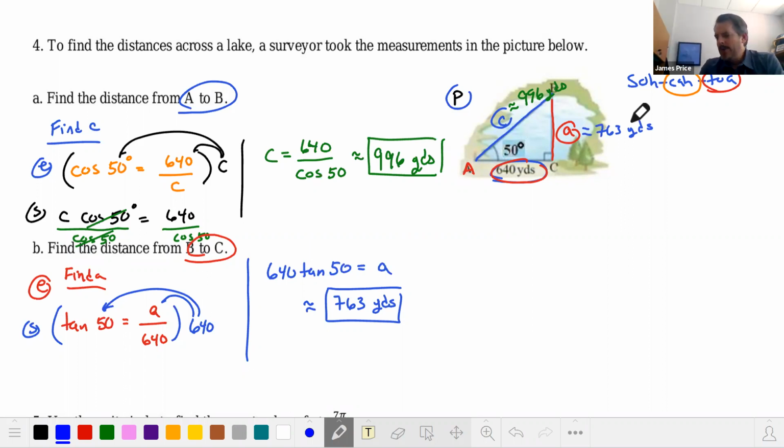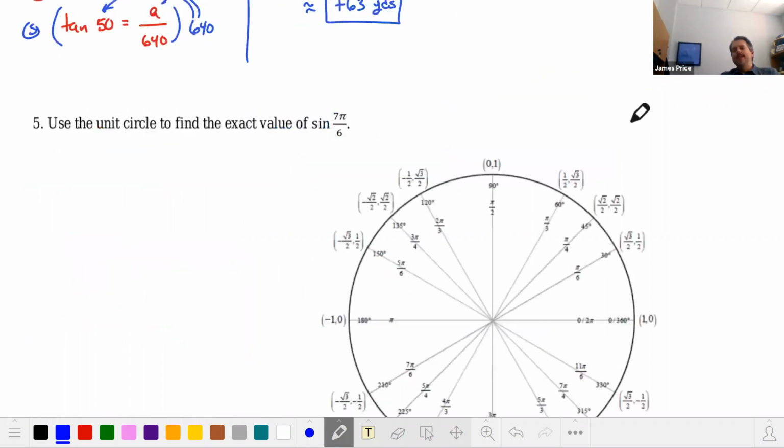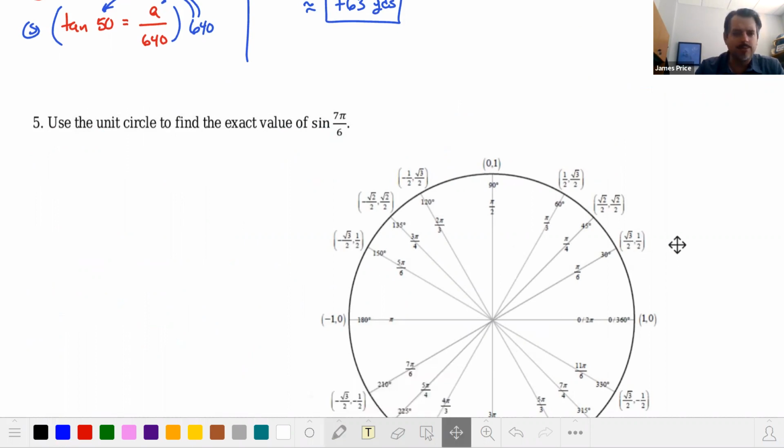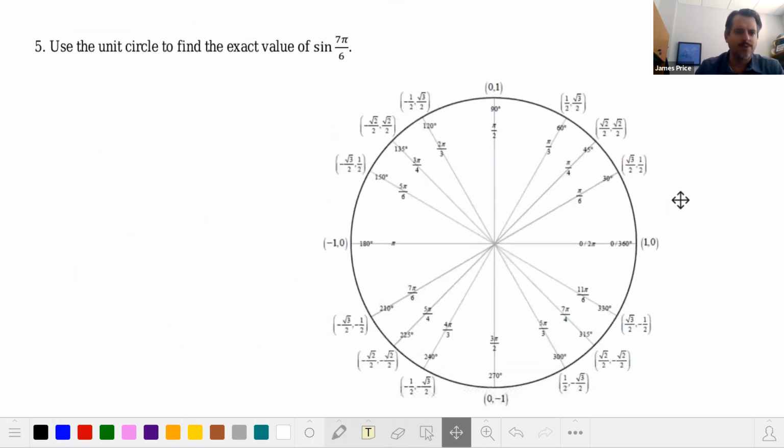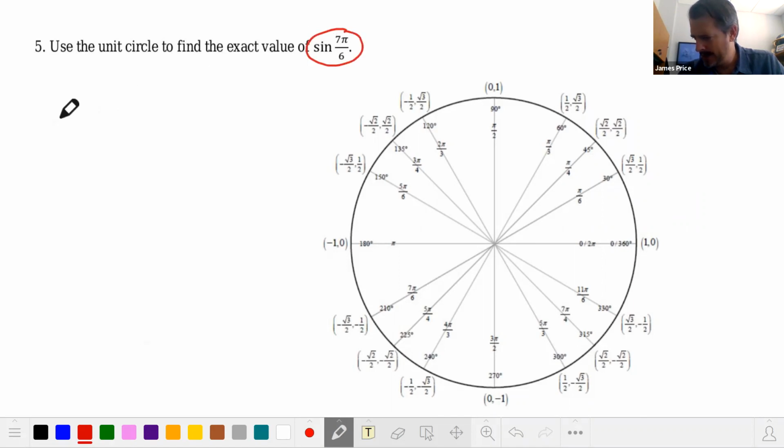Okay, now moving on to number 5, we get into evaluating these trigonometric expressions. There are kind of 2 ways to do this. The first way, there's really 3, I guess. You can use your calculator, but that has very little value, of course, just pressing buttons. But the unit circle is kind of nice because it gives you a feeling for where this stuff actually comes from. So we want to compute the exact value of sine of 7 pi over 6.